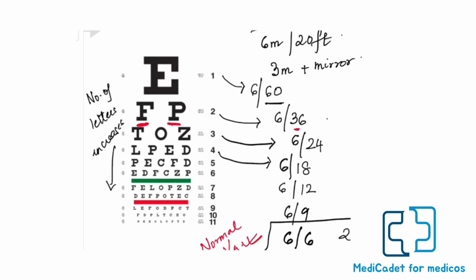Now if he reads the letters which are smaller than 6 by 6, then it is better than normal, but we don't make the patient read those charts. But there are smaller letters also. So beyond 6 by 6 also some smaller lines are there. If the patient reads that, that means it's even better than normal. Okay, now this much is conceptual.